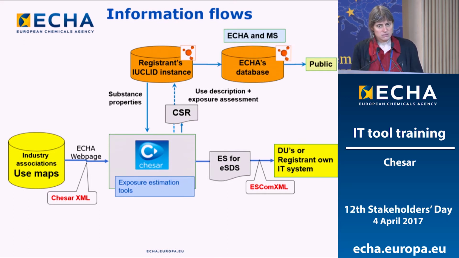This is something that you all know. Once the registrant submits his registration to ECHA, then ECHA and the member states, the authorities, have access to this data and can use it for further priority setting, for example, or compliance check. And part of this information is then disseminated to the public. So this is the overall workflow, with Chesar being able to take information and a lot of IT transfer of information and to generate both information for the authorities and for the customers in a consistent manner.